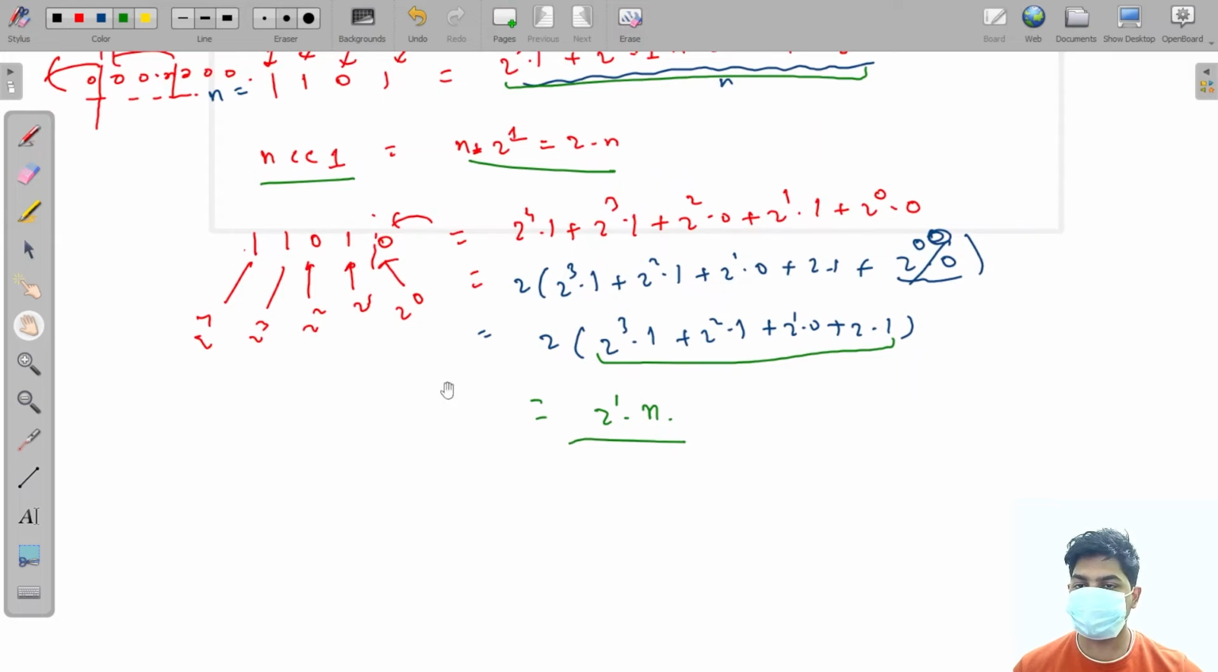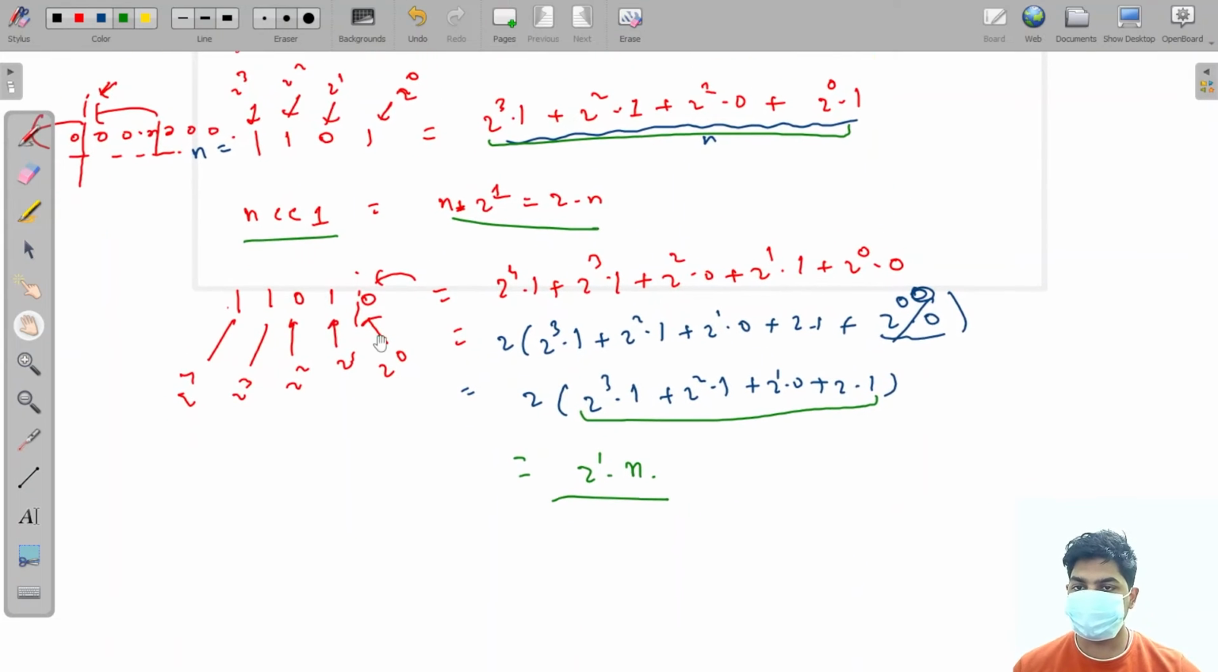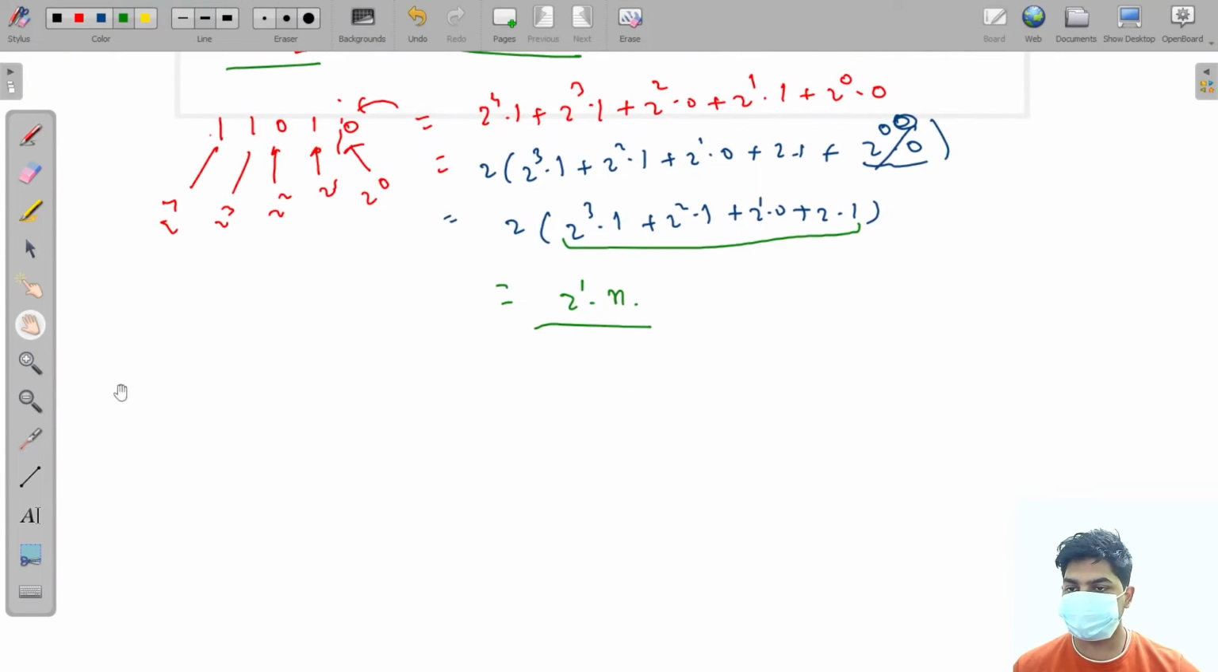Let's take one more example. What will happen if we left shift by 2? Okay, so if we perform left shift by 2, n left shift of 2 is equal to n into 2 raised to power 2. And let's see why it is happening.